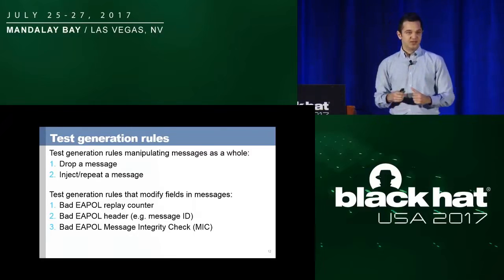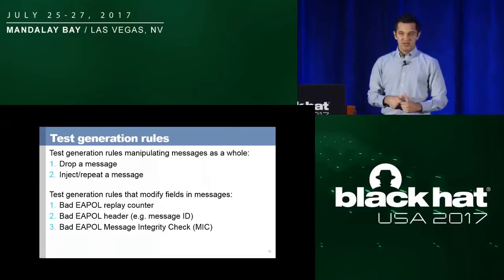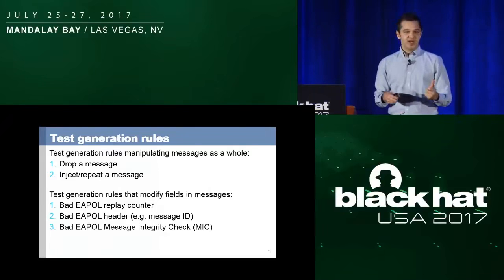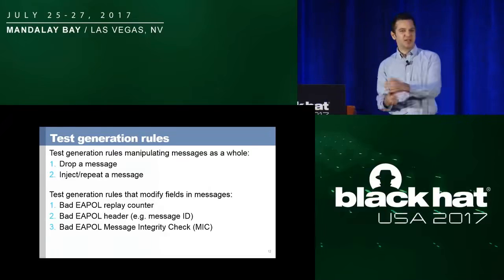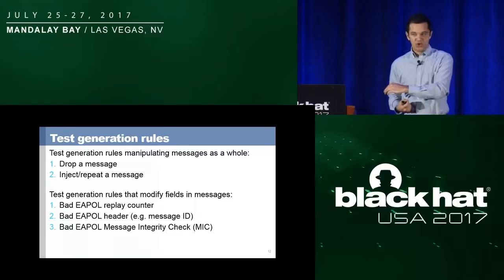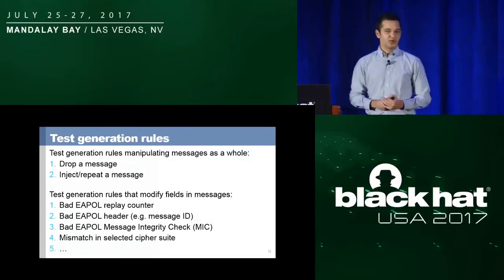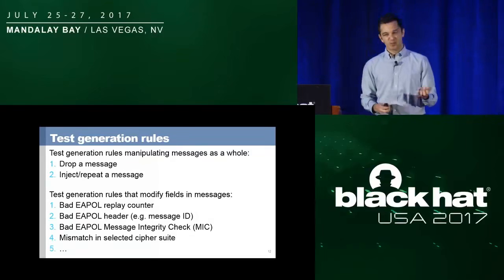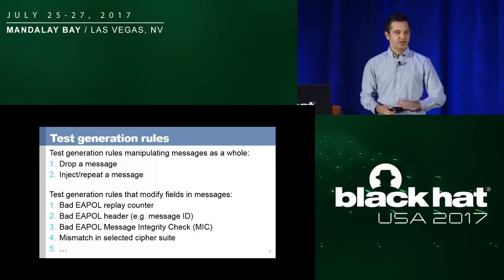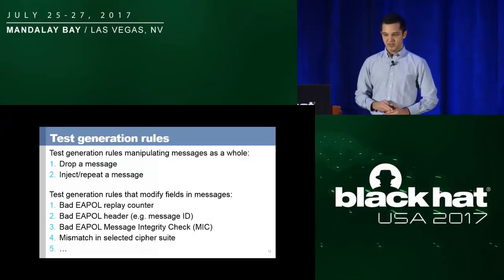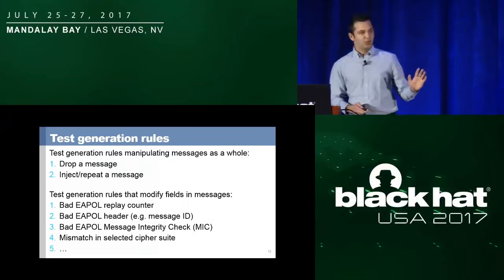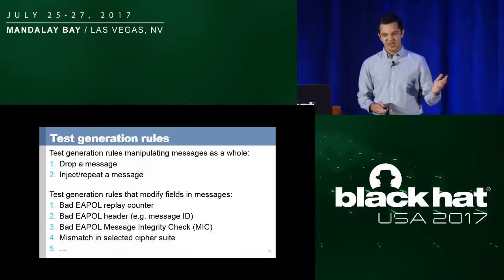For example, we can use an invalid replay counter, or we can modify the header and say that this is message 3 while it's actually message 2. Or we can send an invalid MIC, so an invalid message integrity code, and we can do other things as well. We can also mess with the list of supported cipher suites or the selected cipher suite, which is normally authenticated in the handshake. So that summarizes our testing technique on a high level.